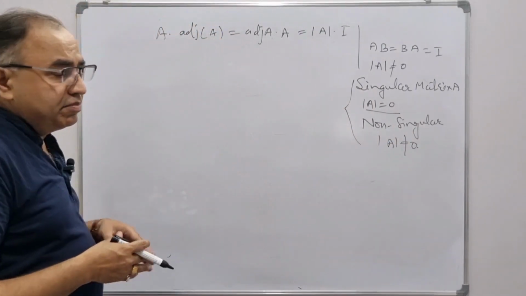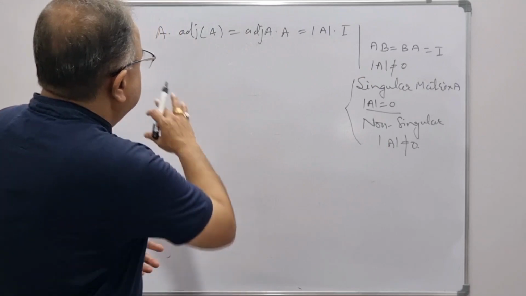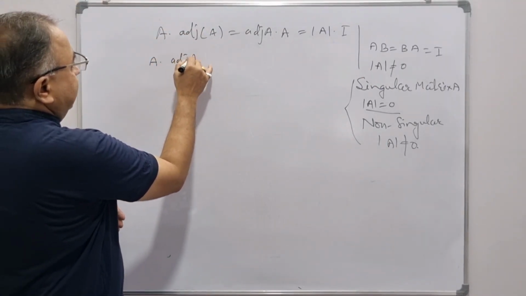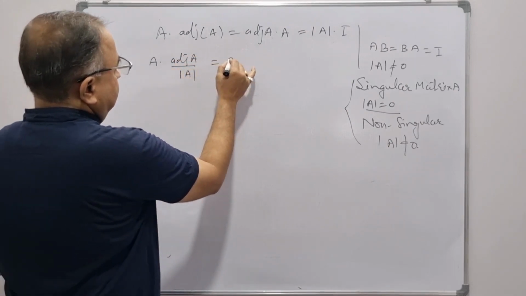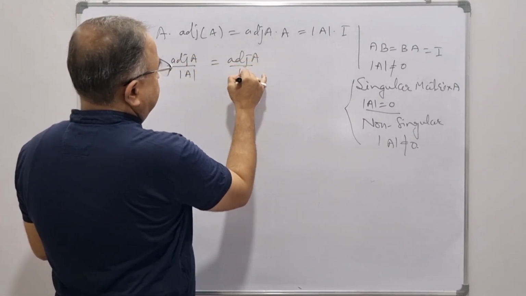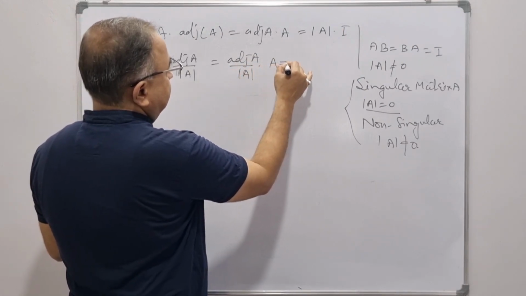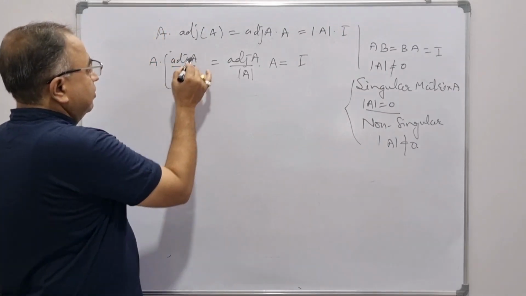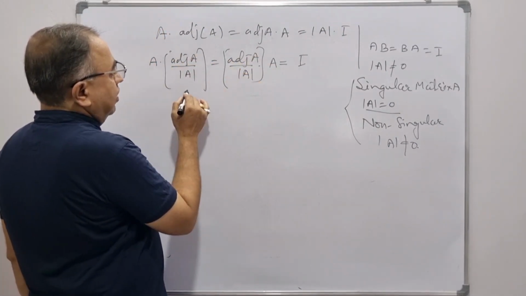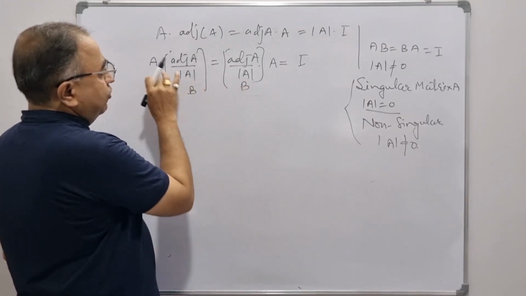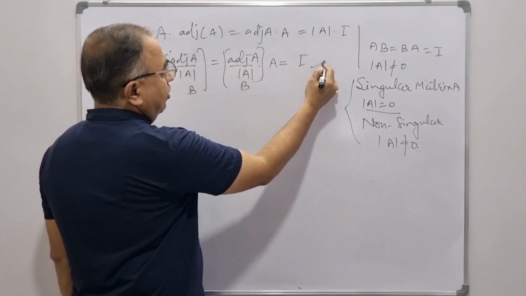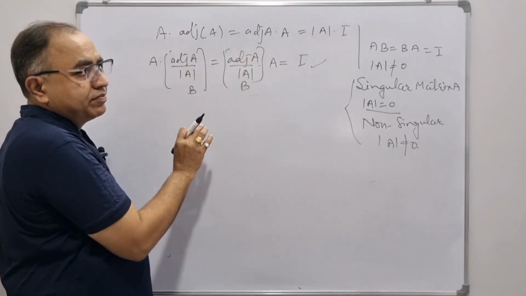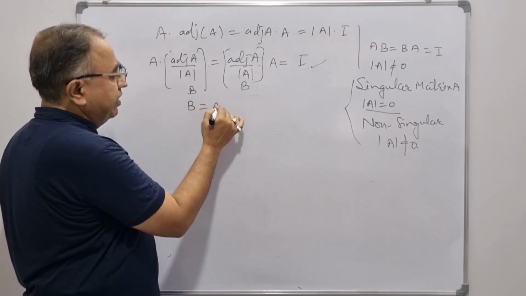So when it's non-singular, meaning when determinant is not equal to 0, we divide this equation throughout by determinant A, and what do you get here? A multiplied by adjoint of A divided by determinant of A. Here adjoint of A divided by determinant of A multiplied by A is the same as I, because determinant A cancels determinant A. Now suppose this matrix is B. So A into B is the same as B into A, and the result is what? I, the identity matrix, right? So these two are inverses of each other. B is known as the inverse of matrix A.